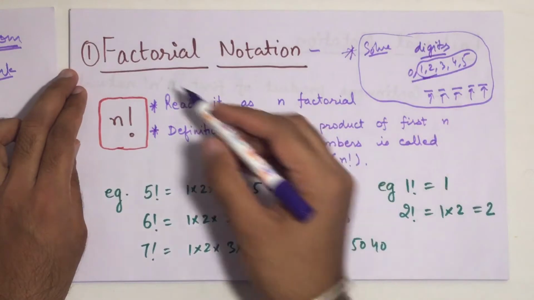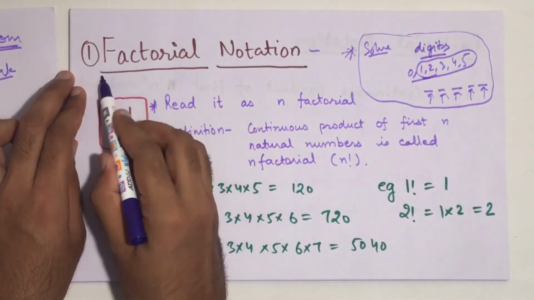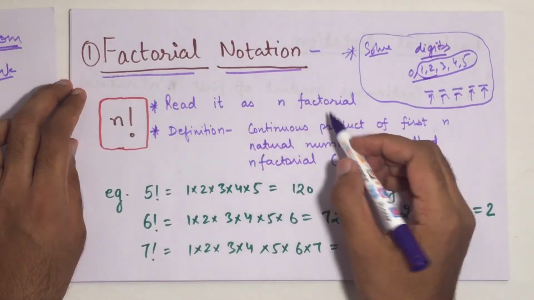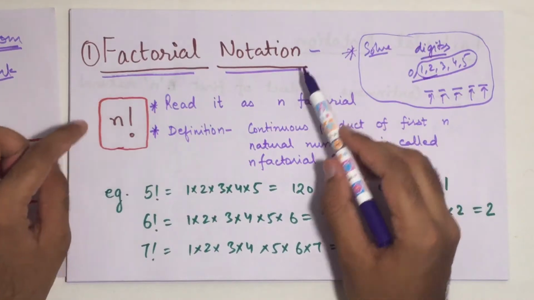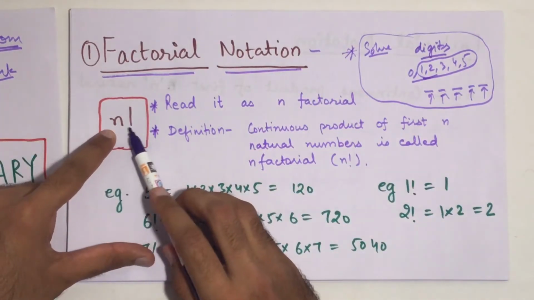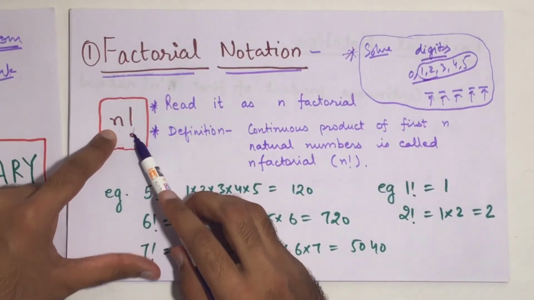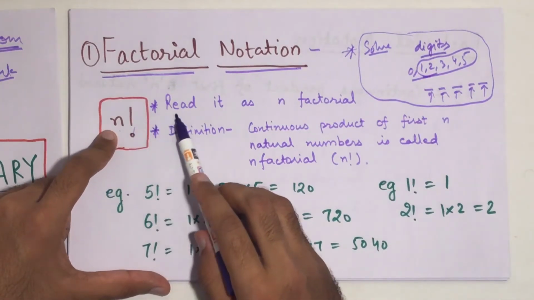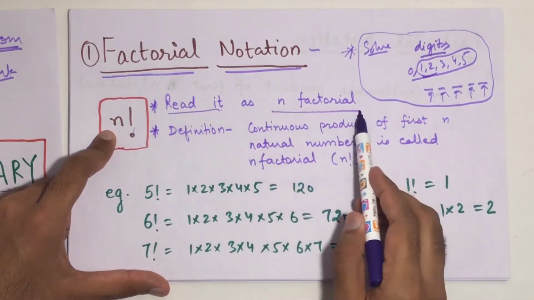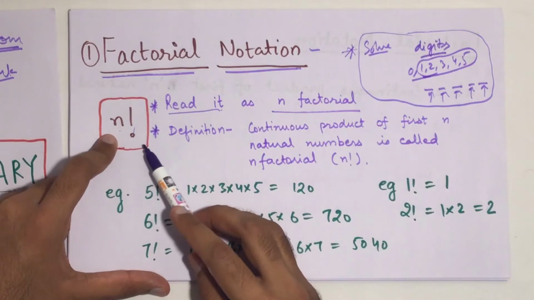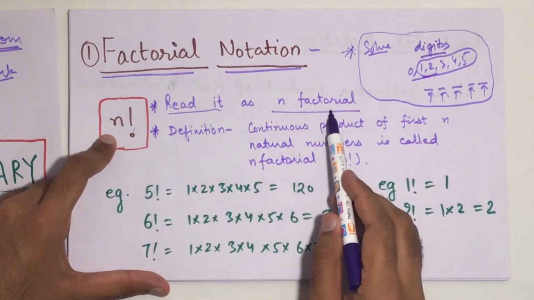Now we are moving to the next topic, which is factorial notation. Now what is the factorial notation? We denote it by n and then the sign of exclamation, and we read it as n factorial.